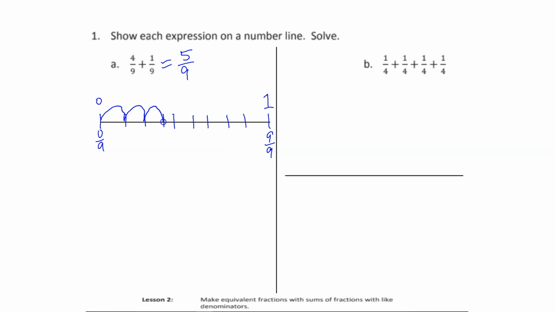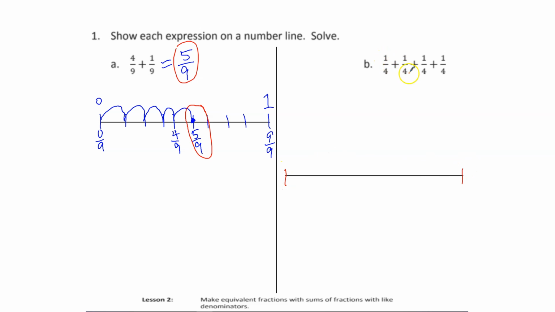And of course I would say 1, 2, 3, 4. This is 4 ninths plus 1 more is my 5 ninths. Now you can go back and fill in your 1 ninth, 2 ninths, 3 ninths, but I'm going to stop there because I know that my information is accurate and it shows my answer on that number line.